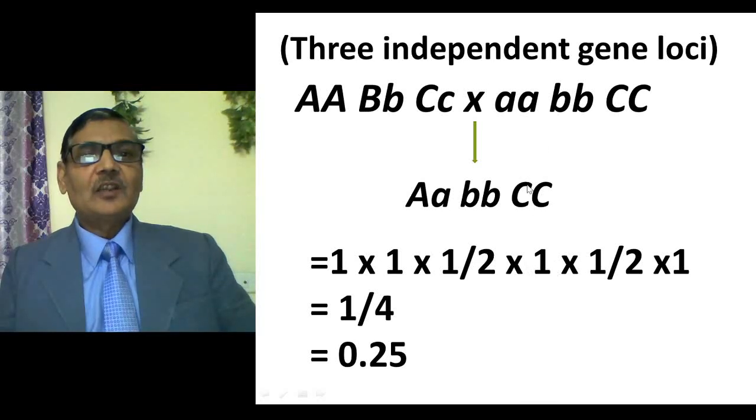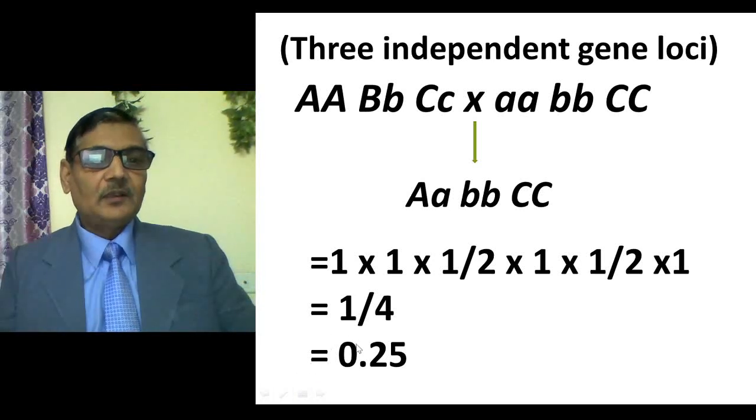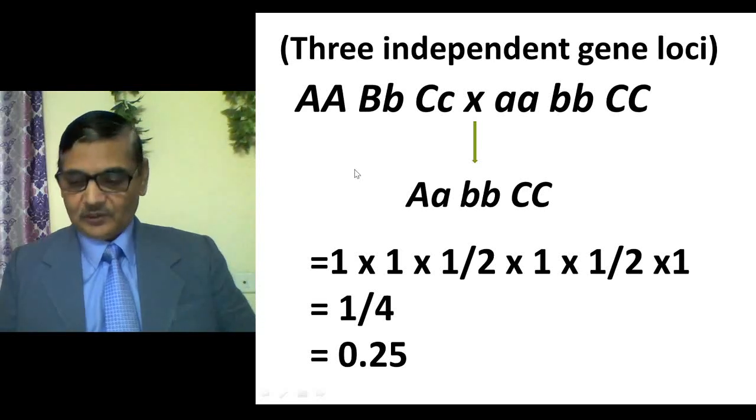And then getting capital C. Getting capital C from this side will be 1 by 2, and from the other side will be 1. So when you solve this, it will come 1 by 4, and the final value will be 0.25, meaning 25% will be the probability of occurrence of this offspring that will have genotype capital A, small b, and capital C, capital C.